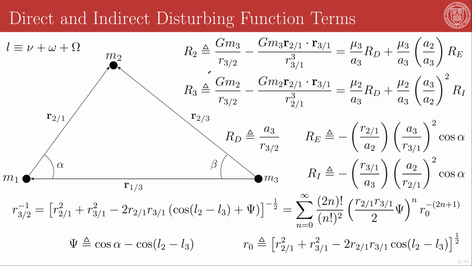We now have two disturbing functions, R2, which represents the perturbation on m2 due to m3, and R3, which represents the perturbation on m3 due to m2. As in the previous slide, each of these has a direct and an indirect term of these forms. Our eventual goal here is to expand these disturbing functions in series in the orbital elements of the bodies.